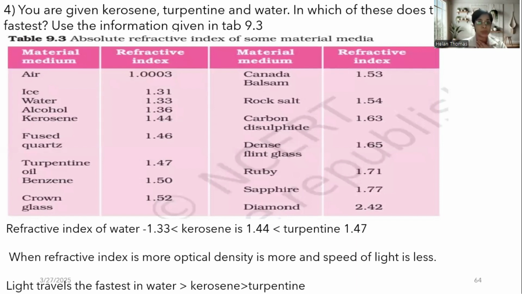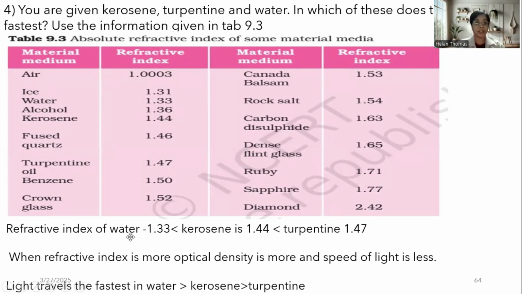The fourth question is also based on the table. So you are given kerosene, turpentine, and water. What is the refractive index of water? 1.31. Kerosene, you saw it as 1.44. Turpentine, you saw it as 1.47. So the refractive index is more, means what? The optical density is more, which means the speed of light is less.